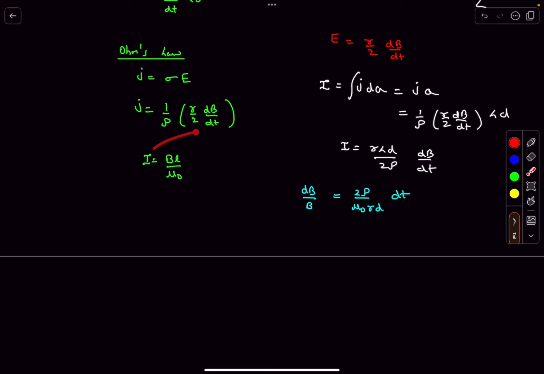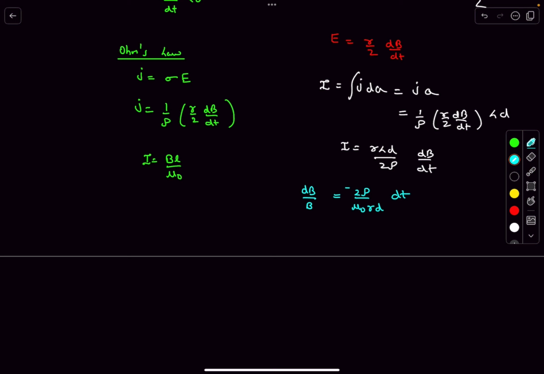Now substituting I into this equation, we'll get this value for dB by B. As we are dealing purely in terms of magnitude, this equation is also considering that everything is positive. But we know for a fact that the magnetic field reduces with respect to time.